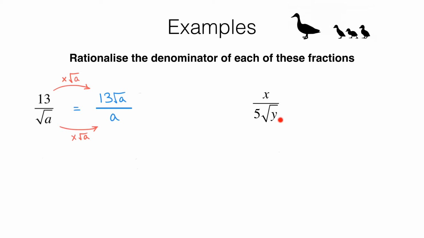Moving on to the second example here, the simplest way to rationalise the denominator in this case is to multiply the denominator and the numerator by the square root of y. You could, if you wanted to, multiply the numerator and denominator by 5 root y, but you don't need to. It's simpler just to multiply them both by root y. Pause the video and complete this question.